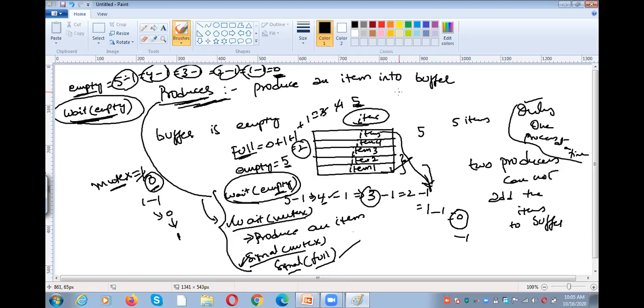Each time, initially full is 0. No item is there. Whenever you add an item, it will become 1, and then 2, and then 3, and then 4, and then 5. So whenever it becomes 5, that means the buffer is full. The producer cannot produce an item into the buffer. Okay.